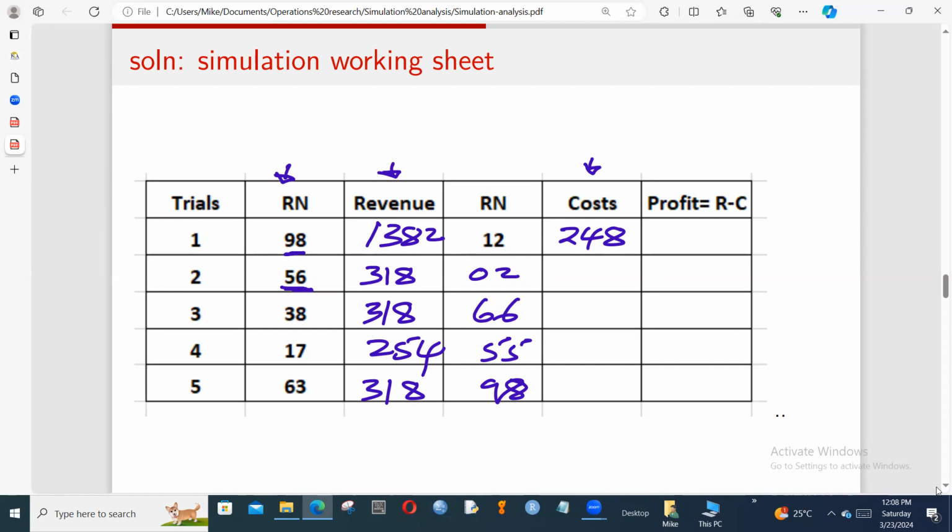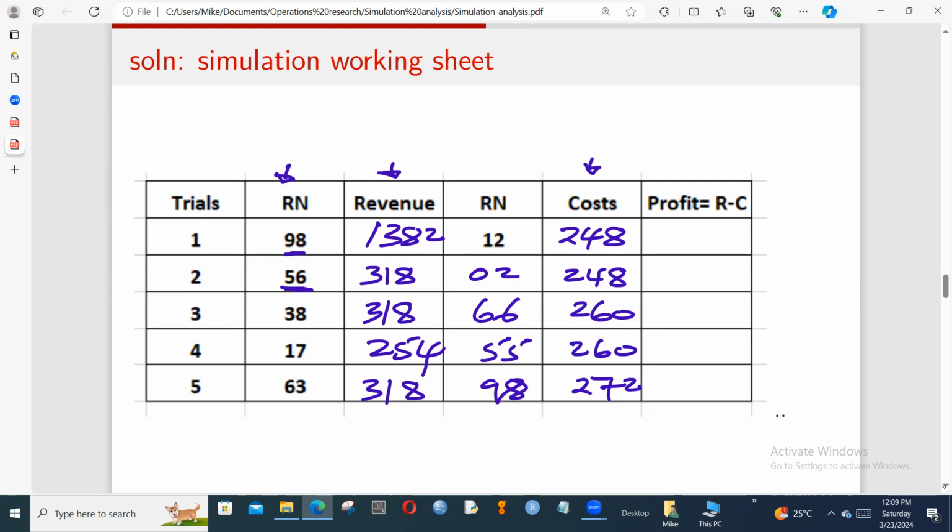So you can have the feedback for 02, 248. 66 is 260. 260, yes. And then 55, 260 again. 260 as well, and 98, 272. 272, yes. Good.